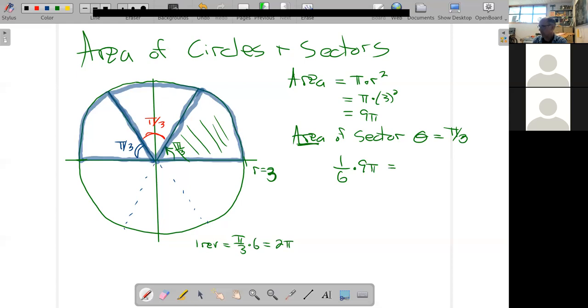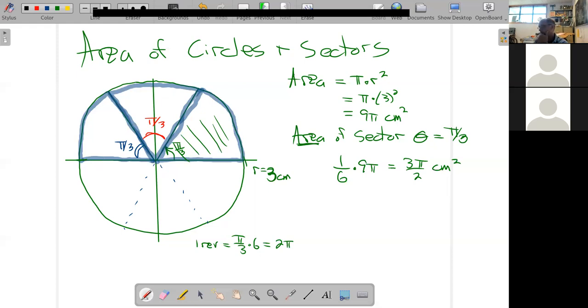So 1/6 of the area of 9 pi, let's see, 3 goes into top and bottom: 3 goes into 9 three times, 3 goes into 6 twice. So the area of this sector would be 3 pi over 2. And maybe this was centimeters. So the full area is 9 pi square centimeters. The area of this sector, any one of those sectors, is going to be 3 pi over 2 square centimeters.